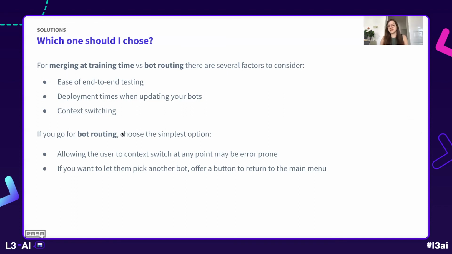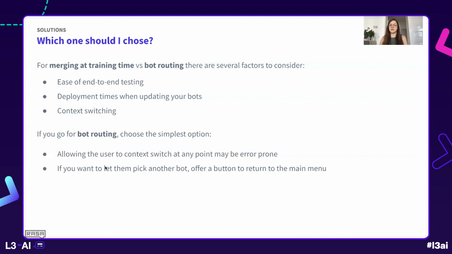Related to that, if you do go for bot routing, I would say still choose the simpler option. Rather than just allowing the user to context switch at any point, you should go for a simpler option, because doing that is quite error prone. Like I mentioned earlier, you have to take a lot of things into consideration, like passing conversation history from one bot to the other and so on. There's a lot of things that can go wrong there.